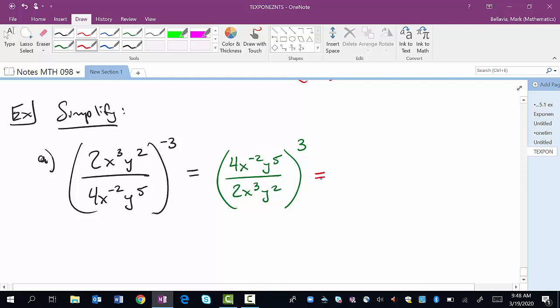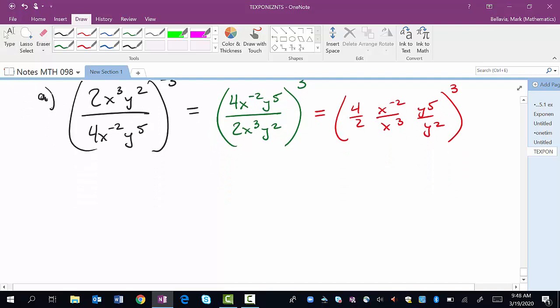Once you've done that, now we'll simplify the inside of this like we have in the past. So I'm going to write it as 4 over 2. We have x to the negative 2 over x to the 3 and y to the 5 over y to the second. It's all raised to the third power. And you don't necessarily have to show this part, but sometimes it's helpful to see it, I think. So simplifying this, 4 over 2 reduces to 2 over 1, which is just 2.